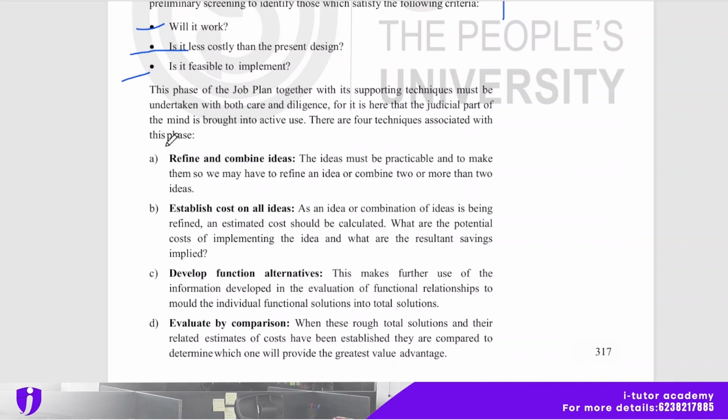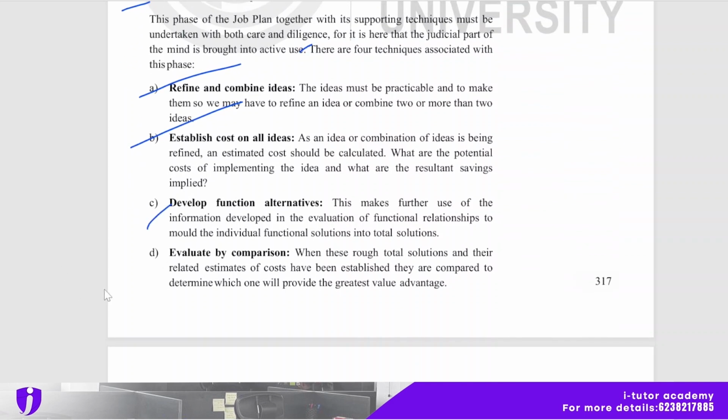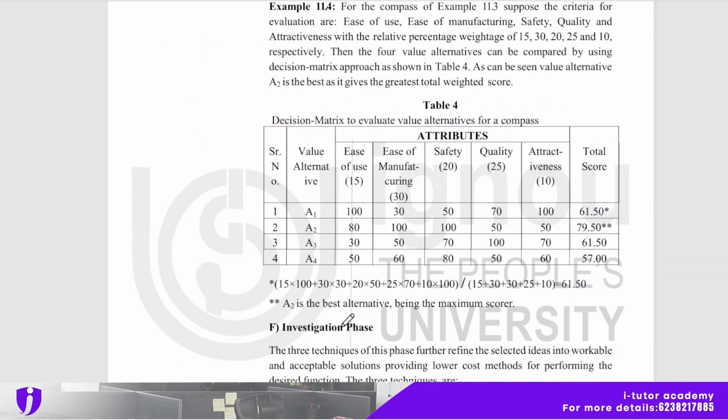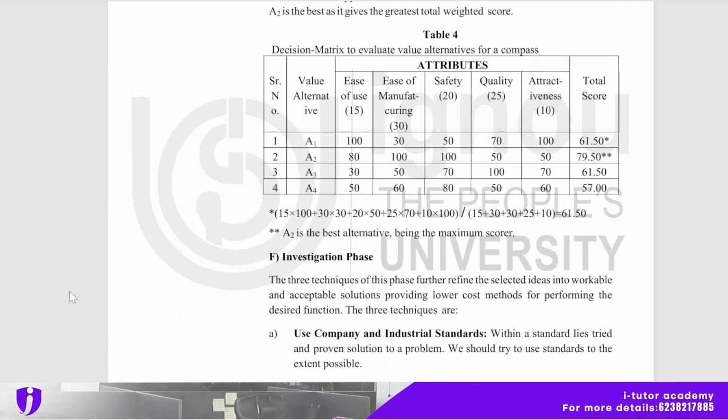This phase of the job plan, together with its supporting techniques, must be undertaken with both care and diligence, for it is here that the judicial part of the mind is brought into active use. There are four techniques associated with it: refine and combine ideas, establish cost on all ideas, develop function alternatives, and evaluate by comparison. The fourth example is here, based on the table also here. Please refer to your IGNOU study material parallelly.